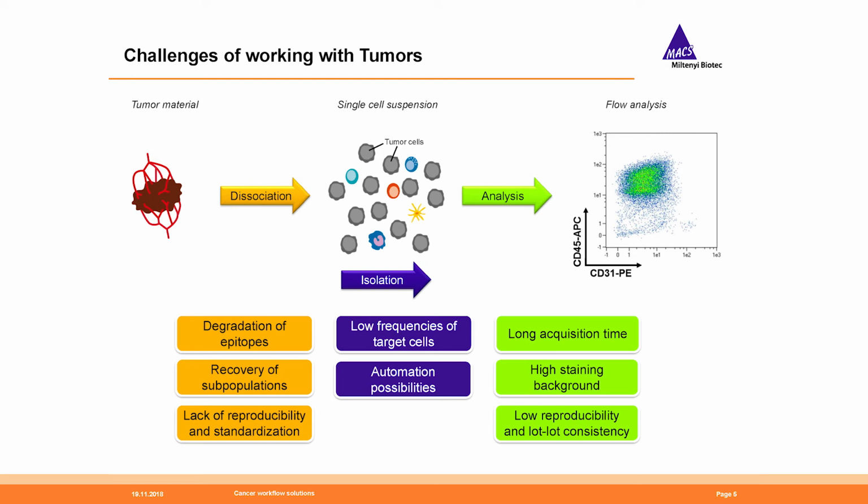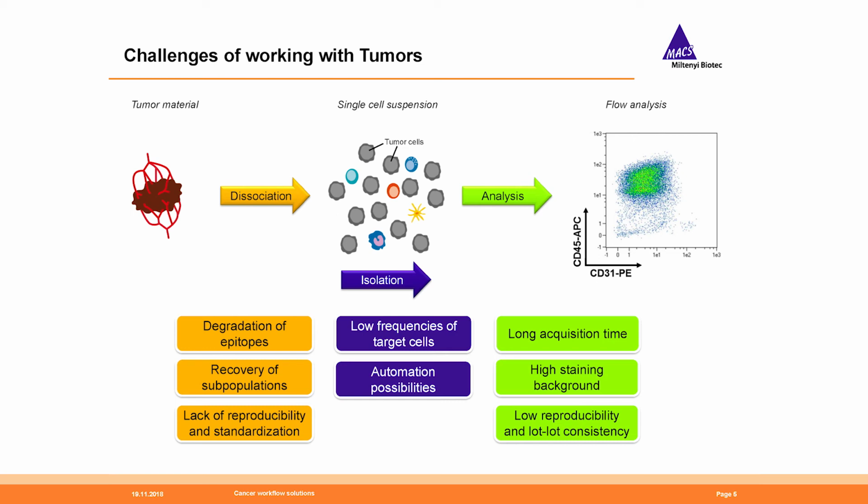So what kind of issues might you have when you go along with this workflow? Well, the first part is when you dissociate, you might degrade your epitopes. This is a very crucial part where you really have to be careful not to degrade these, because these will be needed for any downstream sorting or isolation that you might do. Also, therefore, you will not be able to recover subpopulations because you're not able to identify these epitopes. This will also be worse if you are not able to reproducibly dissociate your tissue. So this is why we have a solution also to do this in a very standardized way.